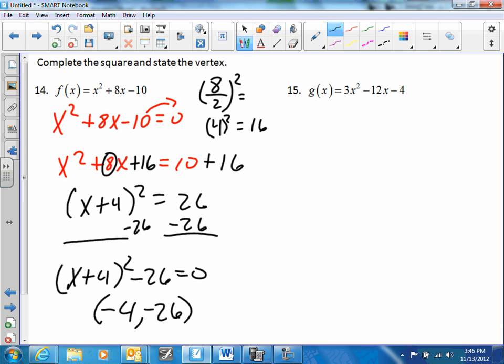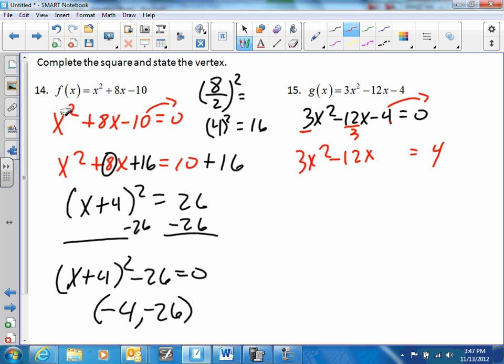Number 15. Again, 3x squared minus 12x minus 4 equals 0. Now, for those of you who are waiting to see when it has a leading coefficient other than 1, I have a 3 there. First, I'm going to move the 4 over, and I get 3x squared minus 12x equals 4. Recall that 3 problems previously, I factored out a 2 out of all 3. Notice all of these are not factorable by 3. 12 is, but 4 is not, so I can't do it. So I'm going to factor out a 3 out of this portion. Factor out a 3, and I'm left with x squared minus 4x.